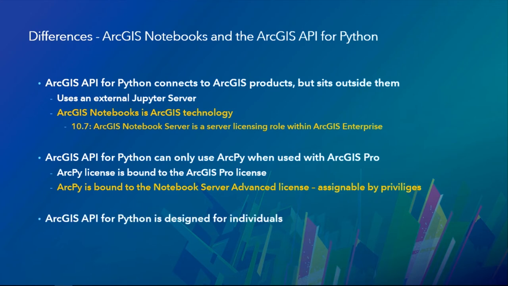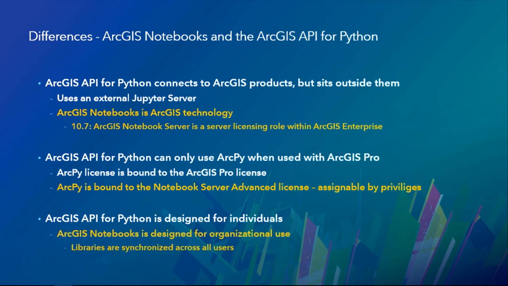The ArcGIS API for Python is really designed for individuals. It's not that teams can't use it. It's just that it is an ideal fit for if you're working on your workstation, doing your workflows, and mostly that's because of the sharing. When we juxtapose that to ArcGIS Notebooks, ArcGIS Notebooks is really designed for that organizational use. So all of your libraries stay synchronized across the entire organization. So that's really what I'm getting at there.